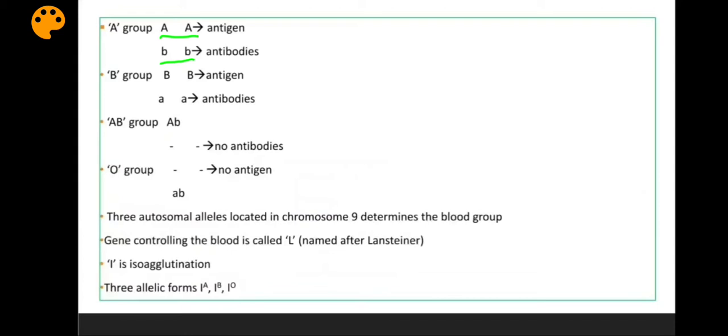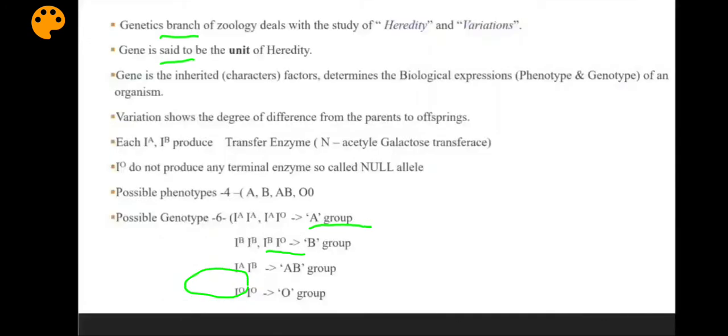Actually, there are three autosomal alleles located on chromosome number 9, which determine the blood group. The gene controlling blood group is called L, after the discovery of Landsteiner, or I is used for the allelic forms. I means isoagglutination. There are three allelic forms: IA, IB, IO. ABO blood groups are controlled by these three allelic forms: IA, IB, and IO.